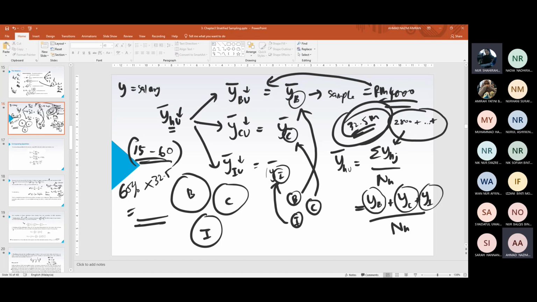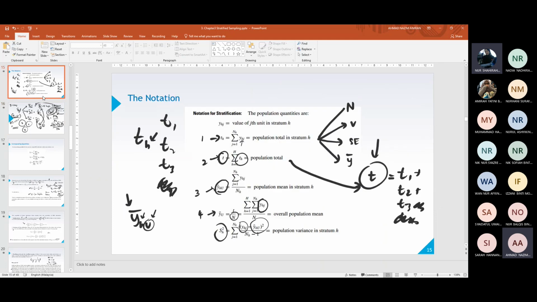Tapi kita buat estimation menggunakan sampel je lah. Okay. Alright. Dah ke situ ke sini dah arrow kan. Okay, samalah untuk yang variance yang ini, population ni pun sama.